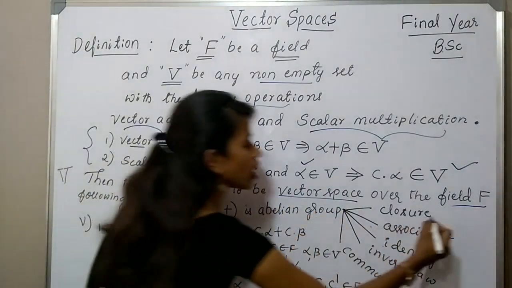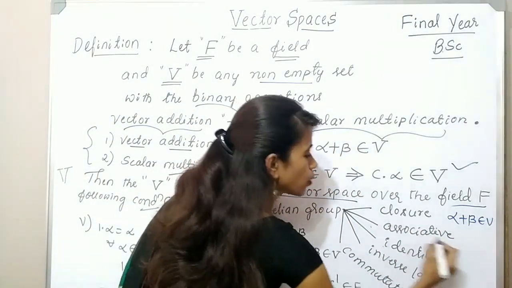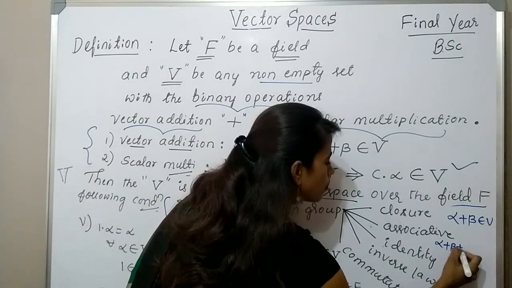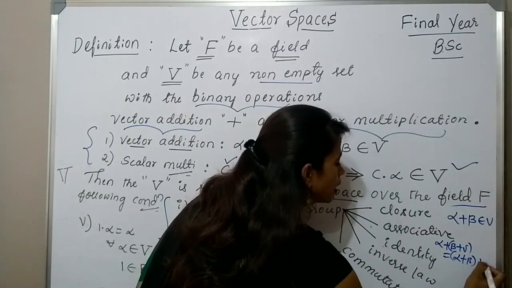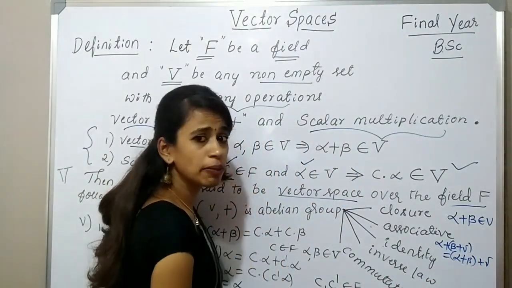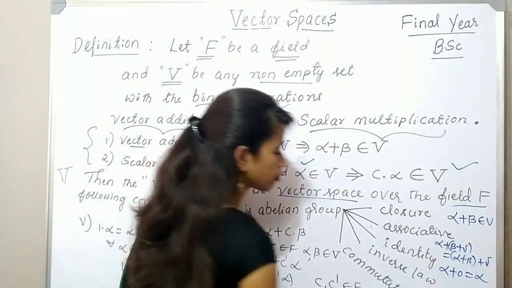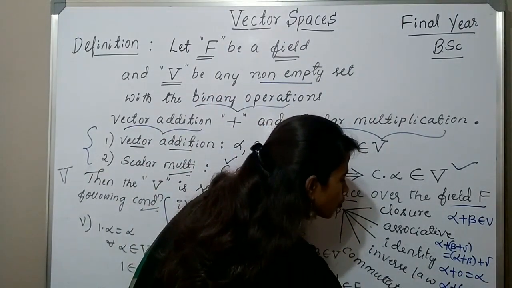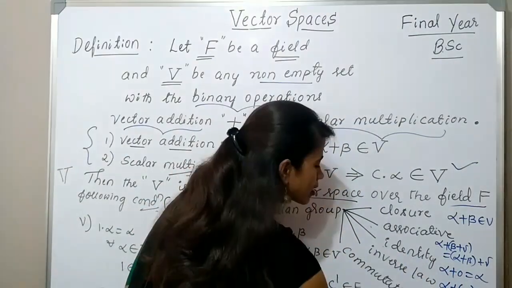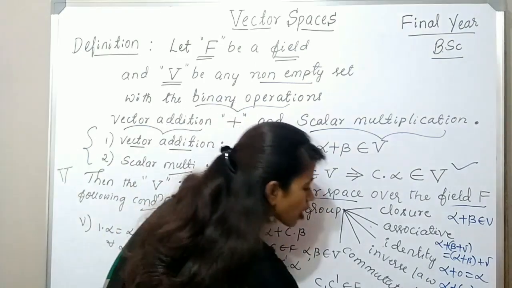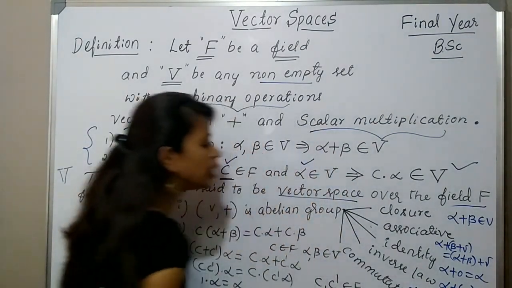Closure law means alpha plus beta must be in V. Associative means alpha plus beta plus gamma is equal to alpha plus beta plus gamma, with brackets grouped either way. Identity means alpha plus 0 is equal to alpha itself. Inverse law means alpha plus minus alpha must be equal to 0. Here 0 is the additive identity, minus alpha is the additive inverse. Commutative law: alpha plus beta is equal to beta plus alpha, for all alpha and beta belongs to V.